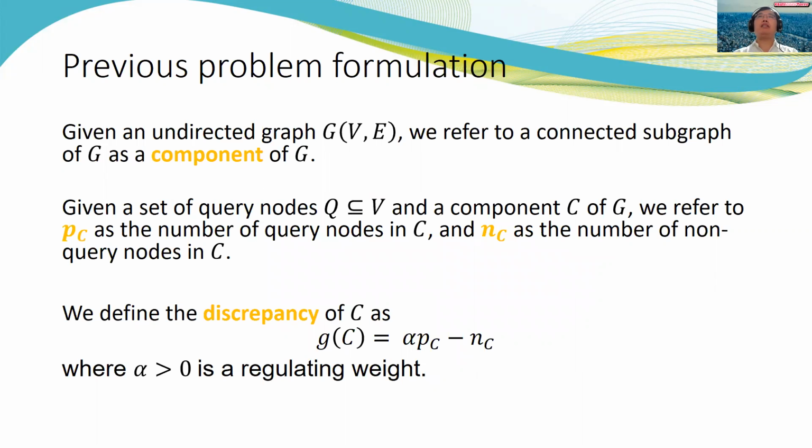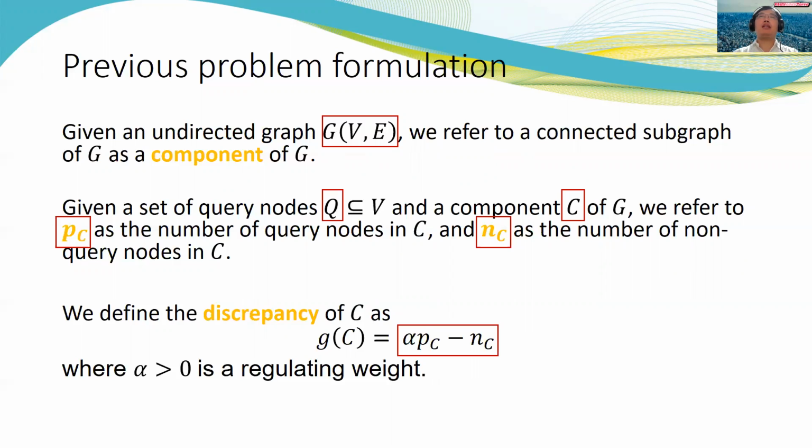The problem formulation is as follows. Given an undirected graph G, where V is a set of vertices and E is a set of edges, we refer to a connected subgraph of G as a component of G. Given a set of query nodes Q and a component C of G, we refer to P_C as the number of query nodes in C and N_C as the number of non-query nodes in C. We define the discrepancy of C as alpha multiplied by P_C minus N_C, where alpha is a regulating weight.